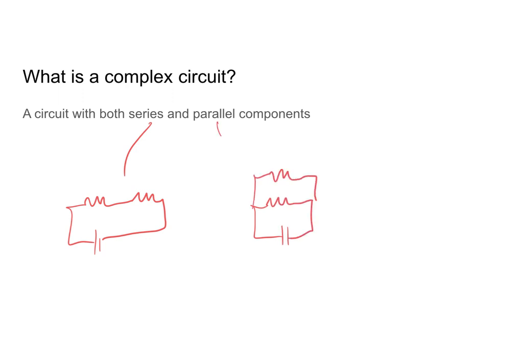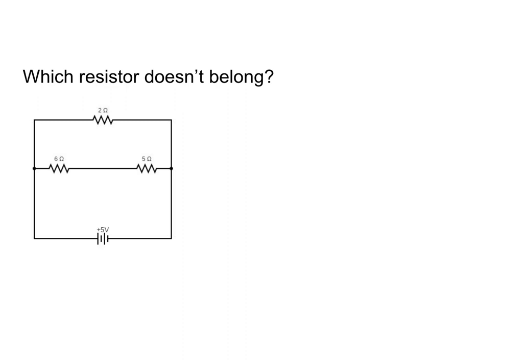Instead, most of the circuits that we see have some pieces that look like a series circuit and some pieces that look like a parallel circuit. Just because the circuit is complex, however, doesn't mean that we can't still find our equivalent resistance. So the easiest way to figure out these circuits is to start by figuring out what resistor doesn't belong. So looking at the circuit below, pause the video and think, which of the 3 resistors doesn't belong?